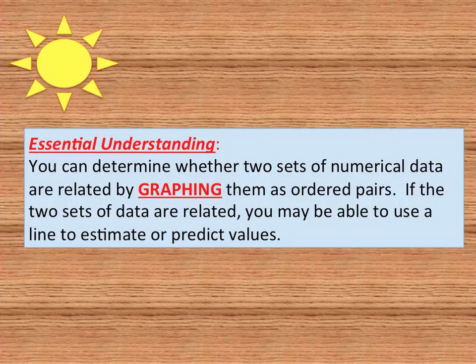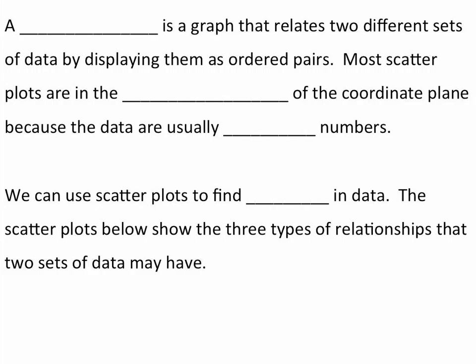We can determine whether two sets of numerical data are related by graphing them as ordered pairs. If the two sets of data are related, you may be able to use a line to estimate or predict values. All right, we've got a lot of blanks here.